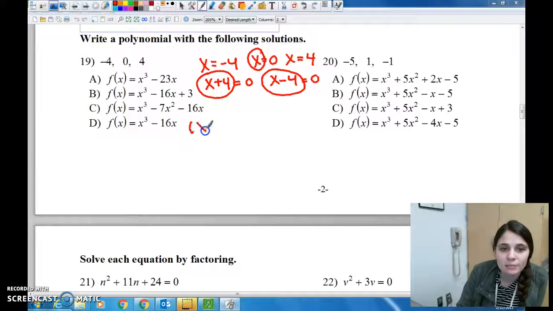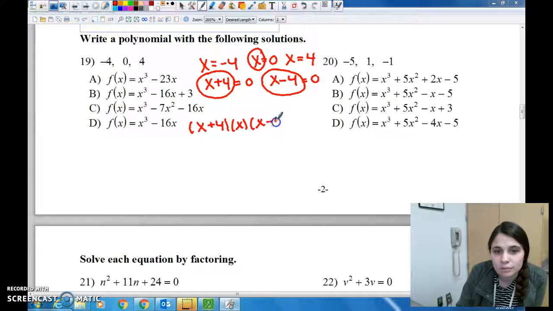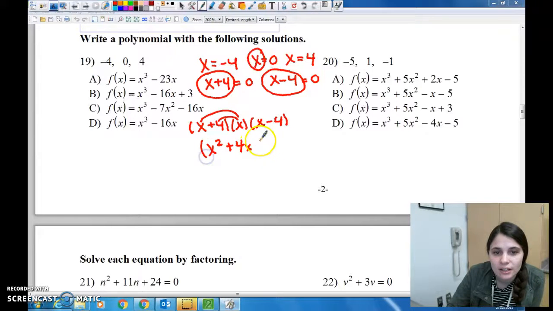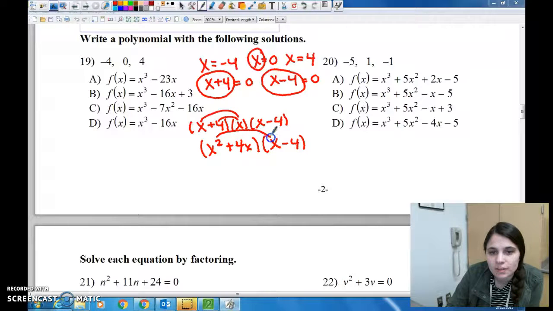So if I multiply them together, I have x plus 4 times x minus 4. So I'm just going to do 2 at a time. I start by doing x times x is x squared, and x times 4 is 4x. So those two are multiplied together. And then I just multiply that by my third factor, which is x minus 4. So x squared times x is x cubed. x squared times a negative 4 is a negative 4x squared. 4x times x is a positive 4x squared.